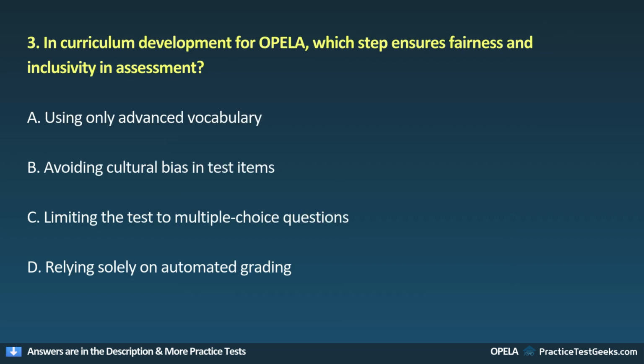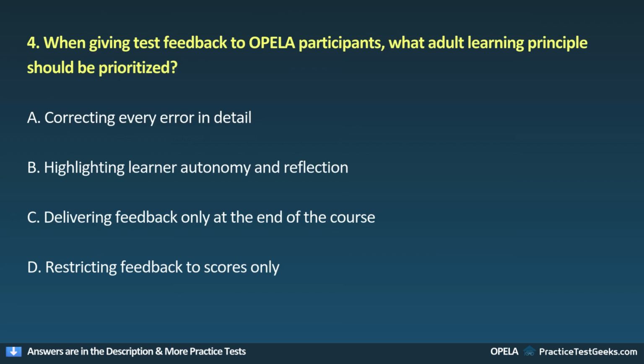3. In curriculum development for OPELA, which step ensures fairness and inclusivity in assessment? A. Using only advanced vocabulary. B. Avoiding cultural bias in test items. C. Limiting the test to multiple choice questions. E. Relying solely on automated grading.